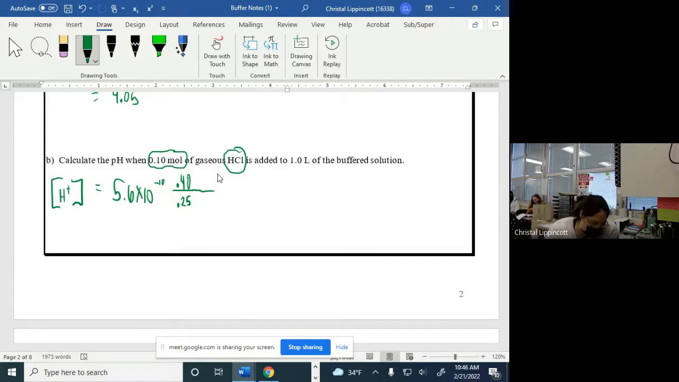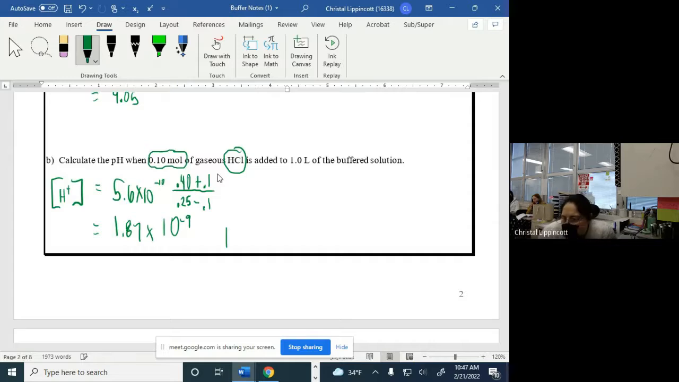Now, this is an acid. So what are we going to do? Add it. So we're going to do plus 0.1. And our base, we're going to minus 0.1. Add 0.1. Subtract. Okay. Do the multiplication. Do the division. You end up with 1.87 times 10 to the minus 9.